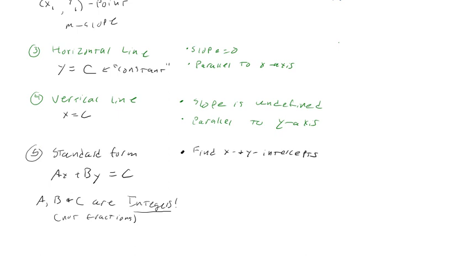These are integers, and what this says is this is not fractions. So one of the uses of this standard form is you can find the x and y-intercepts by plugging in x is 0, plugging in y is 0.